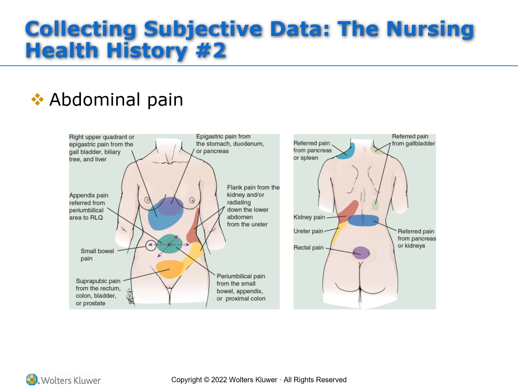So the pictures in the book on the right-hand side will show you those areas of referred pain from like the pancreas or the spleen. So it's usually happening up there in that left shoulder, okay, or from the pain from the gallbladder, okay, kidney pain, ureter pain. All these can lead to referred pain in the client.